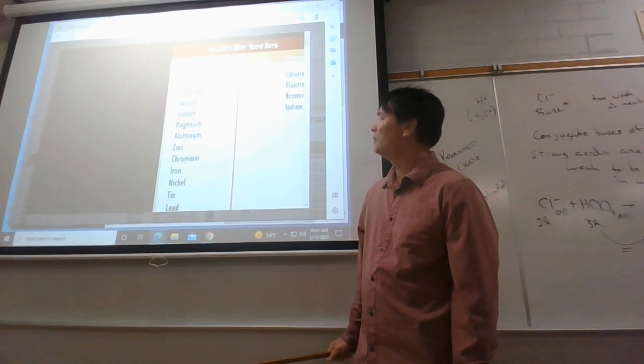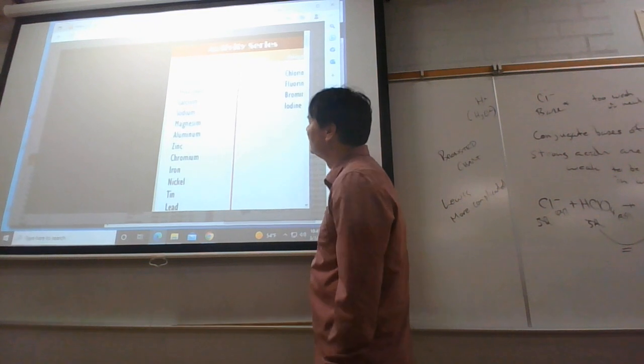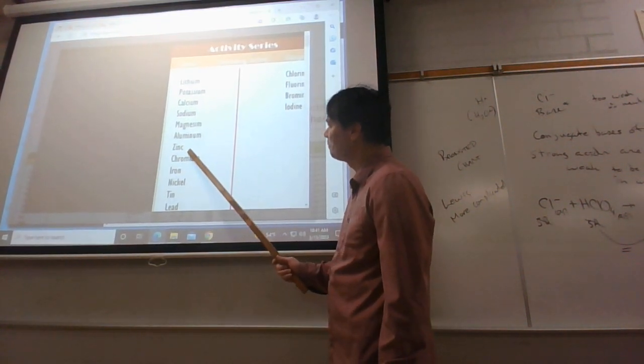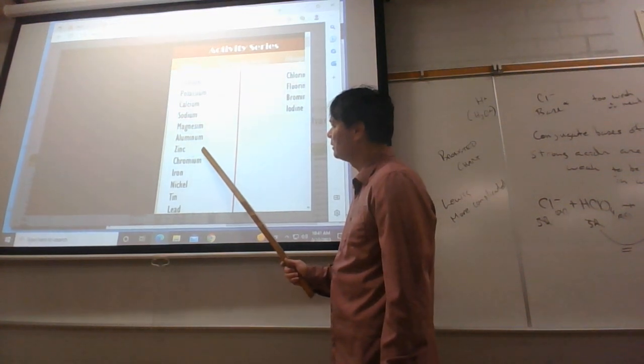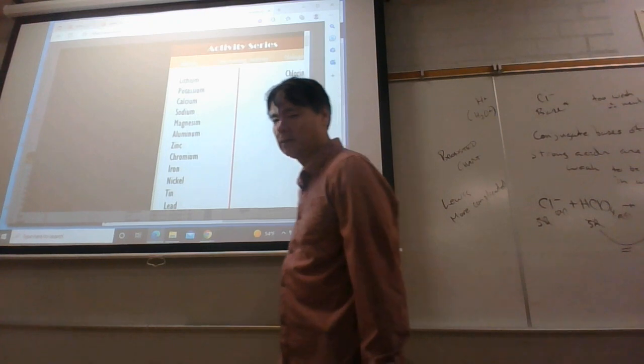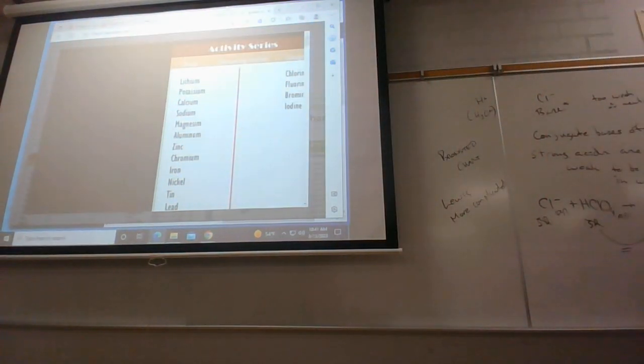What would be an example of that? These ones are so active. Let's take something like zinc and go from zinc to nickel. Yeah, that's probably easier. So we use the activity series like in single replacement.